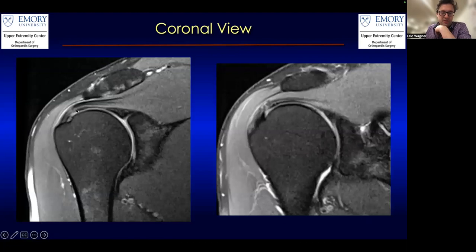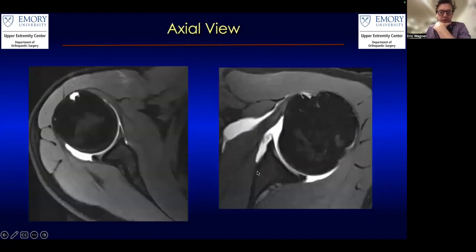So this kind of shows another example. Once again, you can see maybe a little bit of partial thickness rotator cuff tearing. Here's your superior labrum. This is your joint space that's sort of maintained, and this is your rotator cuff coming in. Your axial view, you can see a couple things on this.